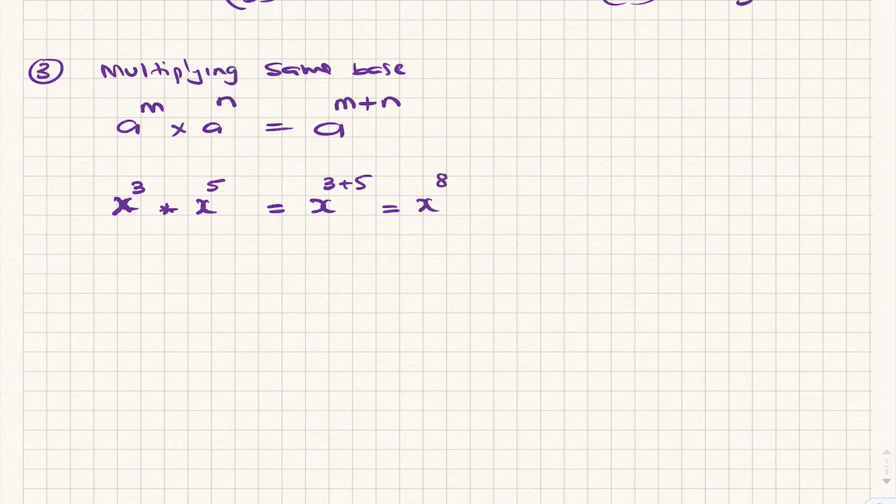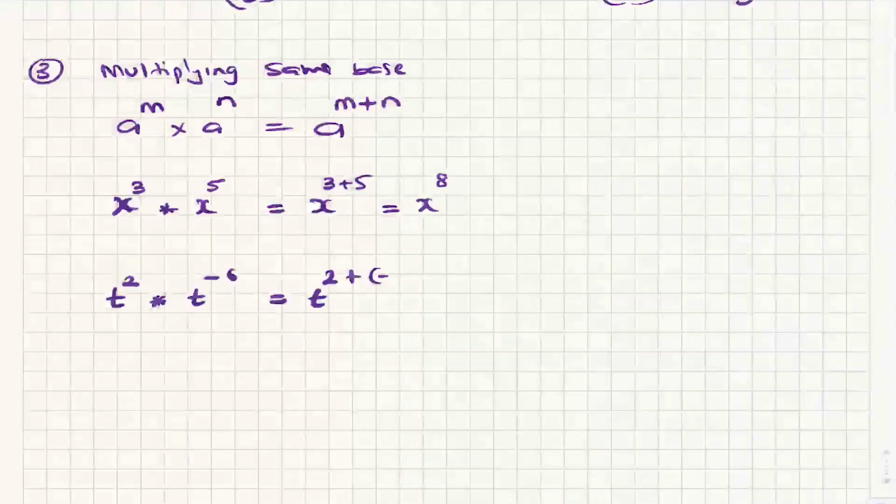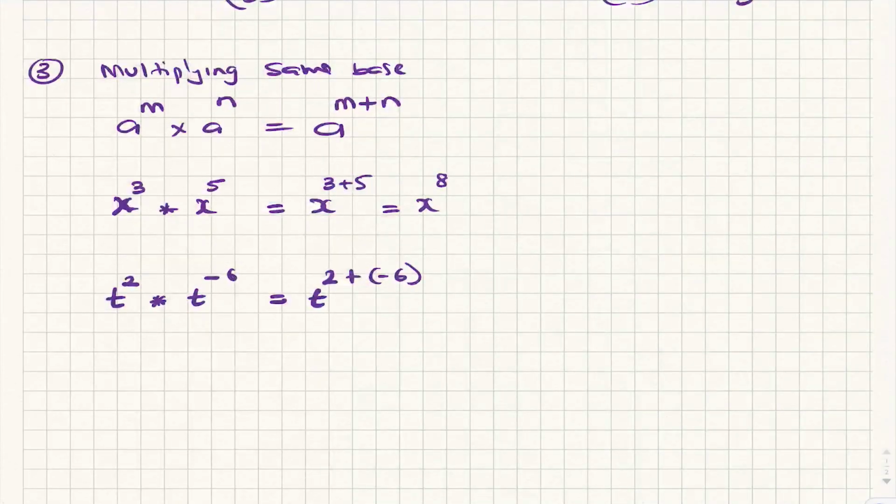Another example would be t to the power of 2 times t to the power of minus 6, which will be equal to t to the power of 2 plus minus 6, and that becomes t to the power of 2 minus 6, which is t to the power of minus 4.